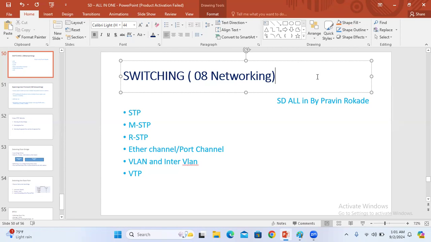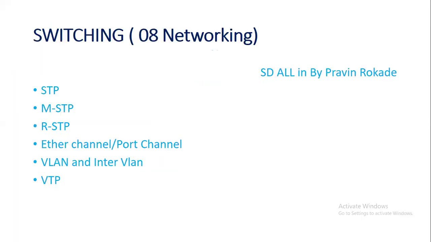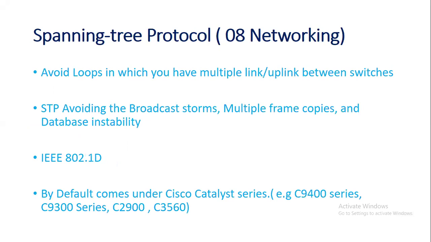I hope you have learned so many things: DSCP, DNS, and different topologies as well. Now we'll be discussing the switching part. Once switching is discussed, we'll go to routing, then we'll focus on network security. What are the routers and switches we have, we'll discuss there. In the switching session we'll discuss what is STP, MSTP, RSTP, EtherChannel, port channel, VLAN, inter-VLAN configuration, and VTP, VLAN Trunking Protocol. So let's start with what is STP.